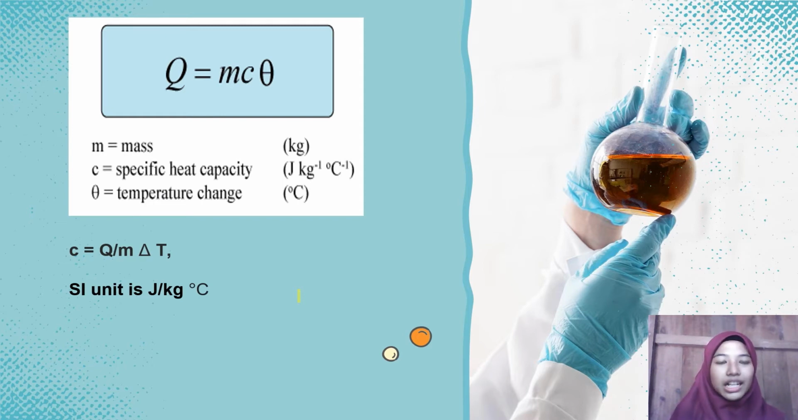So how to find c? To find c, we need to rearrange the formula. When we rearrange the formula, we will get c = Q divided by m delta T. So I repeat again, the SI unit for specific heat capacity is joule per kilogram per degree Celsius.